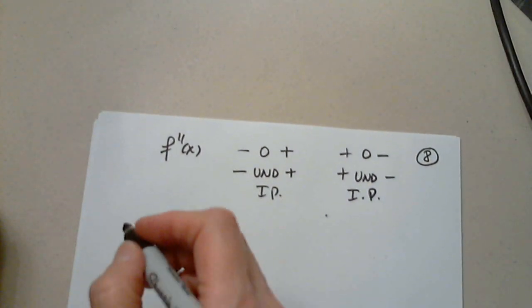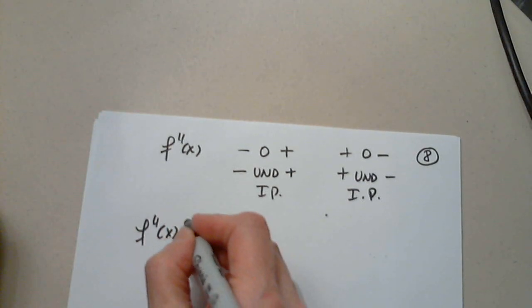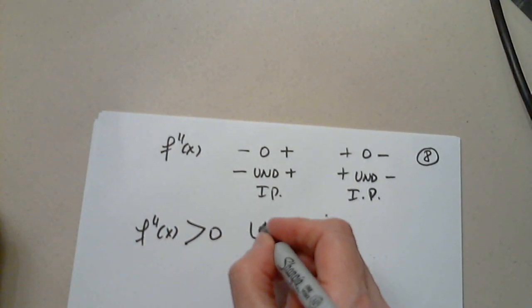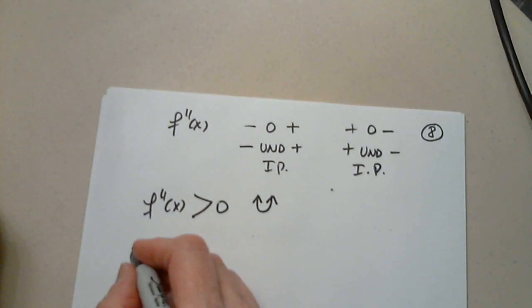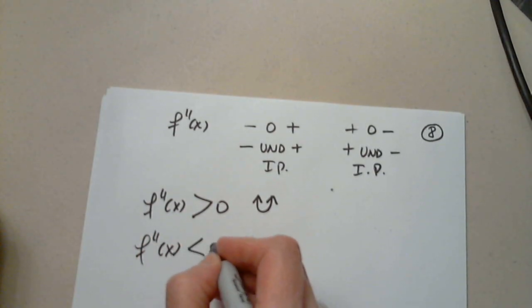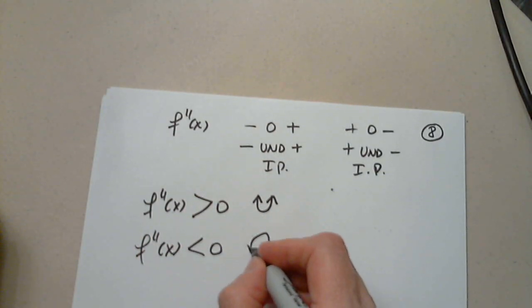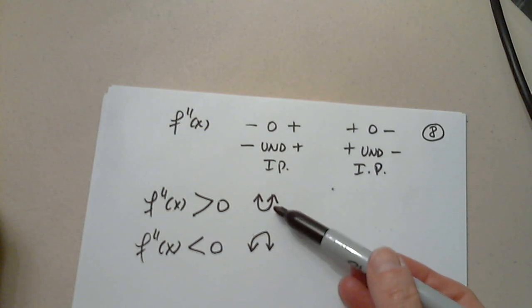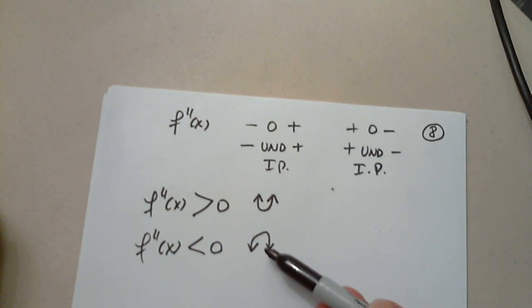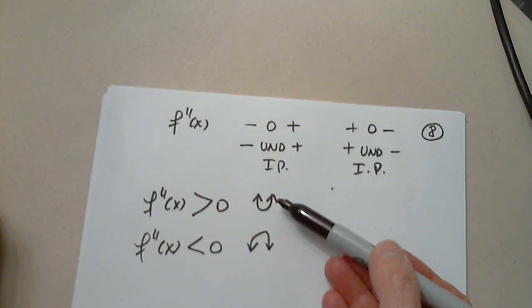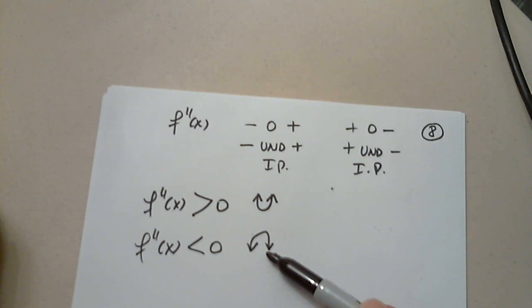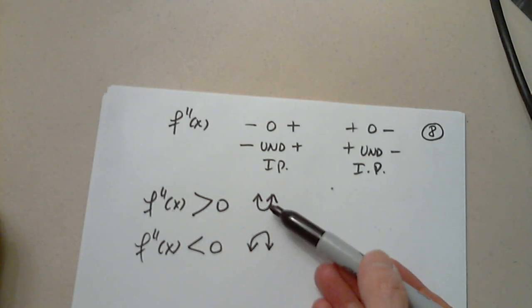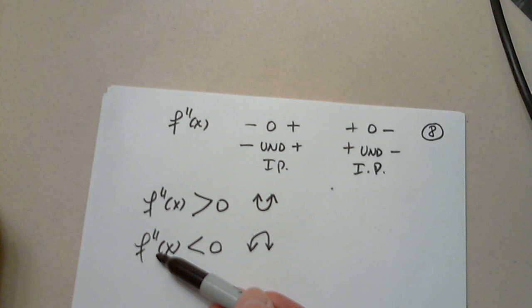Now, if the second derivative is positive, the function holds water. If the second derivative is negative, the function does not hold water. Concave upward, to be correct, not hold water or not. Concave upward, concave downward. Second derivative positive, concave upward. Second derivative negative, concave downward.